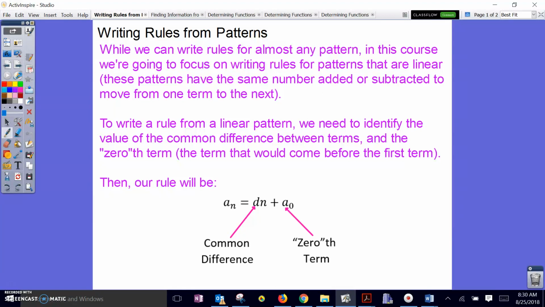Alright everybody, welcome back. In this video we're going to talk about writing rules from patterns. So instead of going from the pattern to the rule, we're going to look at a pattern and try and write the rule for it.